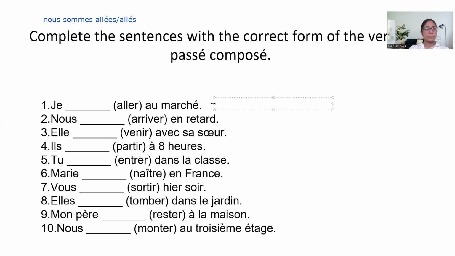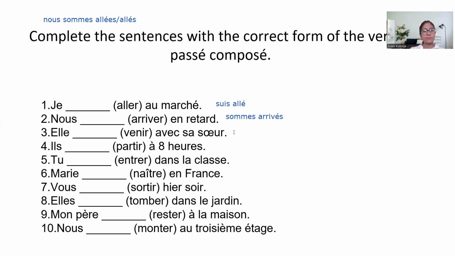Je suis allé. Okay. We may or may not add an extra E, that's fine. Nous sommes arrivés, with an S. The S is important here because nous is plural.